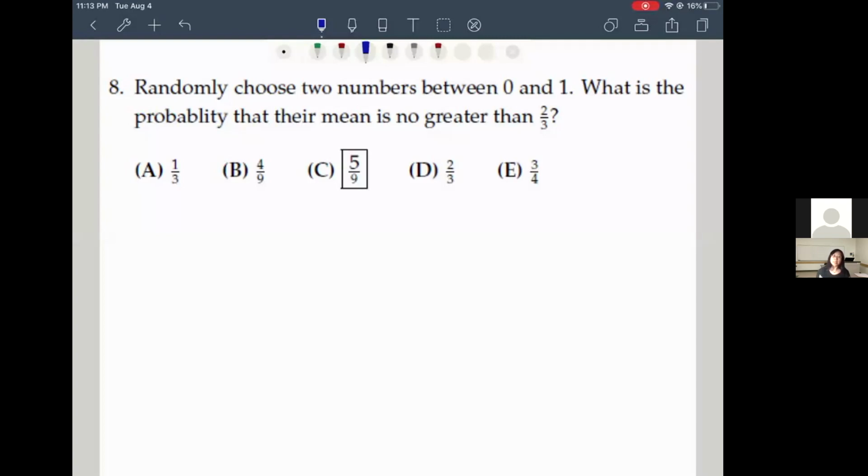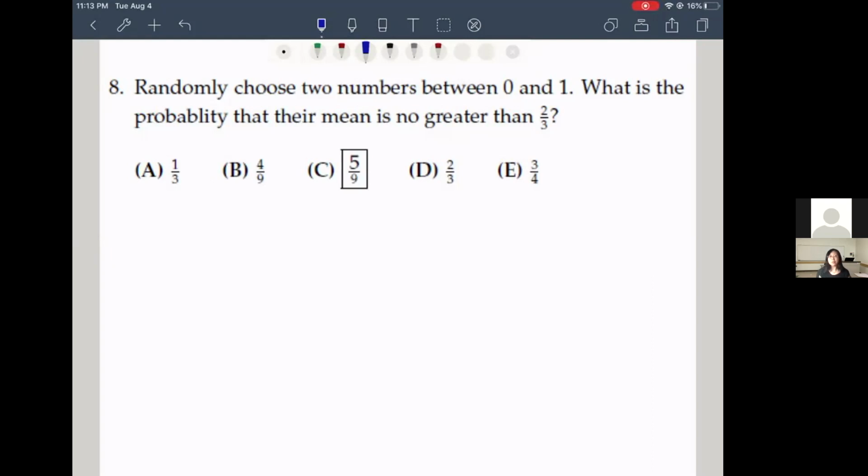It asks no greater than 2/3. We can try greater than 2/3, right? But it doesn't help. Equivalently, we can ask if the sum is no greater than 4/3, but that doesn't work either. Why do the strategies that typically work for probability problems not work here? This is because here we are looking at continuous random variables.